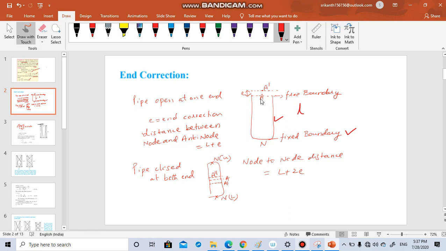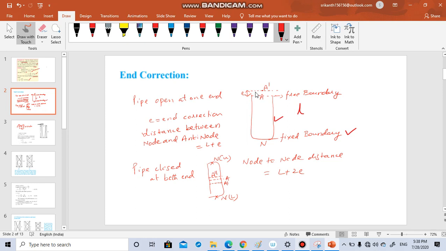See, this antinode will not be created exactly at the tip. It will be created slightly outside actually. Why? You can see there I have used A dash. So we assume that at A it will be created, but actually it will be created at A dash because the air molecule movement is more free at A dash, not at A.